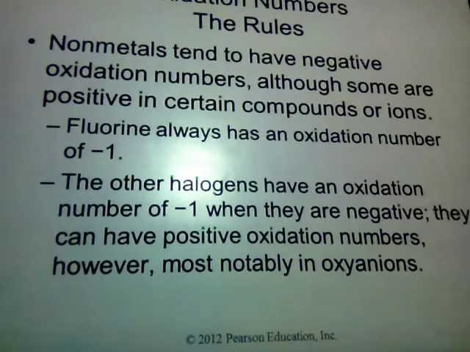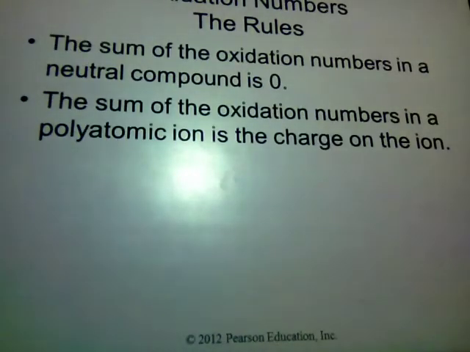Okay, fluorine will always have an oxidation number of -1. The other halogens usually have an oxidation number of -1, but if we see them in oxyanions or polyatomic ions, they can sometimes have positive oxidation numbers. So those halogens are usually left for last when we're thinking about a polyatomic. We'll do an example of that in just a second.